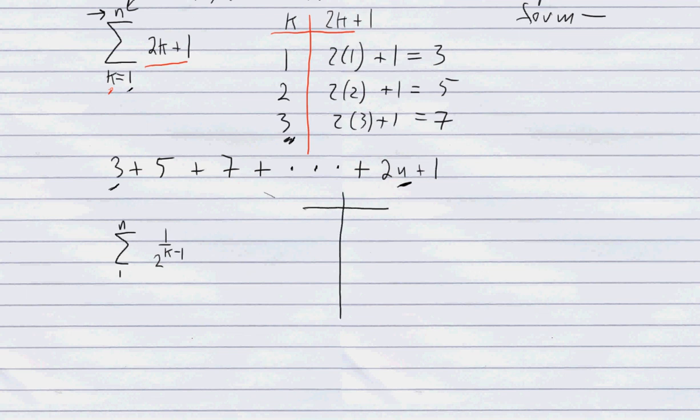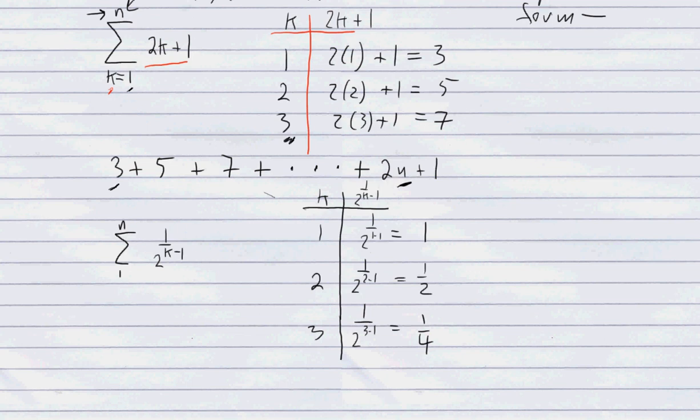So we're going to change this to expanded form. This is going to be 1 over 2 to the k minus 1. So the first term is 1 over 2 to the 1 minus 1. That's 2 to the 0, which is 1, so that's equal to 1. The second term in the series is 1 over 2 to the 2 minus 1, so that, of course, is 1/2. And then the third term is 1 over 2 to the 3 minus 1, which works out to be 1/4.